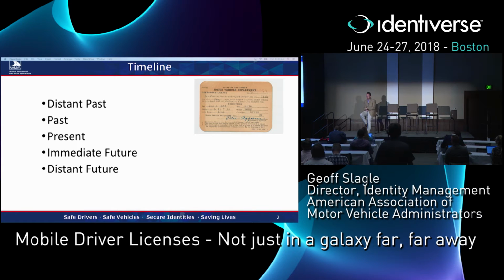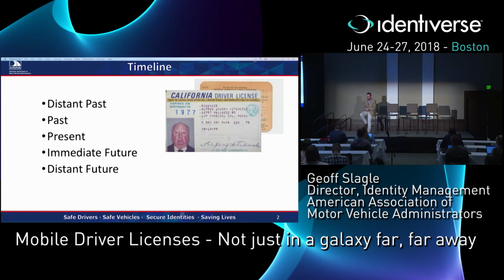So just a look at the timeline here on driver licenses. This is a driver's license from the early 20th century. A piece of paper that was nothing more than an expression of a privilege. We jump forward a bit, and this was a driver's license from the early 70s. And you start to see that there are some changes. Probably the most notable change here is that there is a picture that has been added to it.